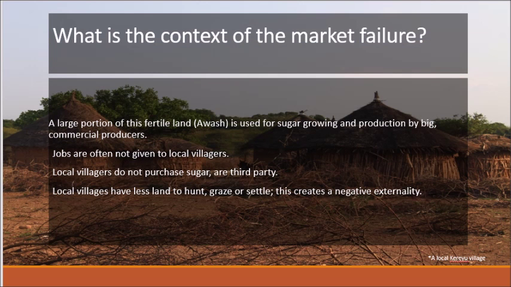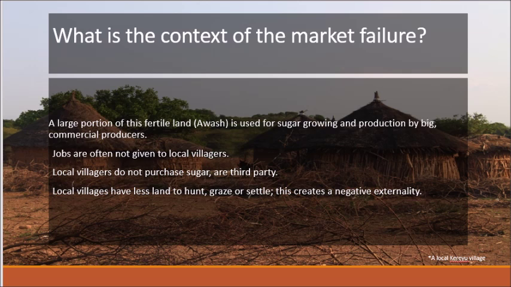This presentation looks at sugar production in Awash, Ethiopia, and the context of this market failure is that a large portion of this fertile land in Awash is used for sugar growing and production by big commercial producers, because a lot of the rest of the country is either highlands or desert.